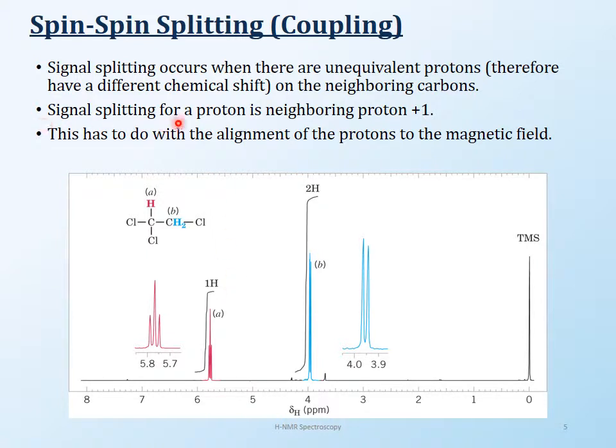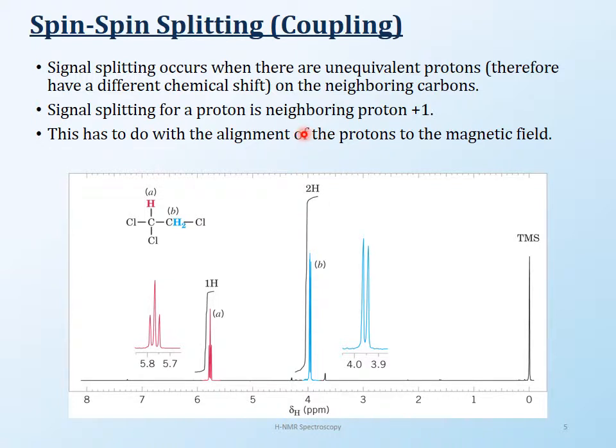The signal splitting is usually for the proton looking at the neighboring plus 1. I'll explain that to you in a second. So signal splitting is for the proton that's going on, and then it's looking at the neighboring proton plus 1 splitting. That's why it's called coupling, because you're just looking at the neighboring proton.